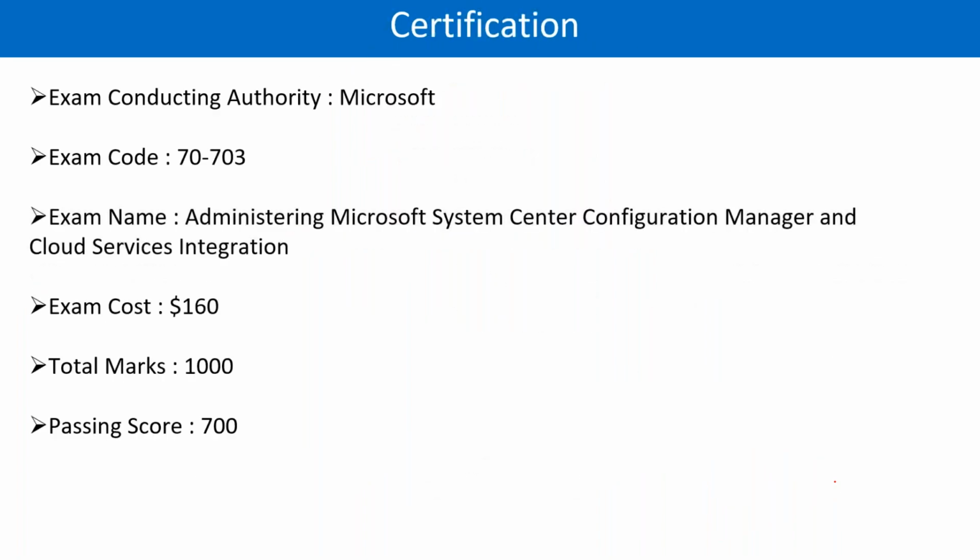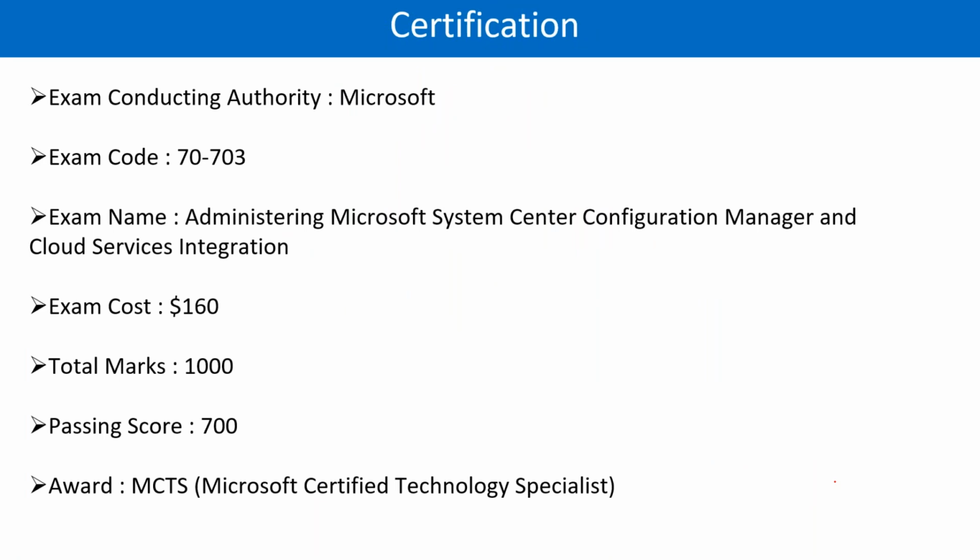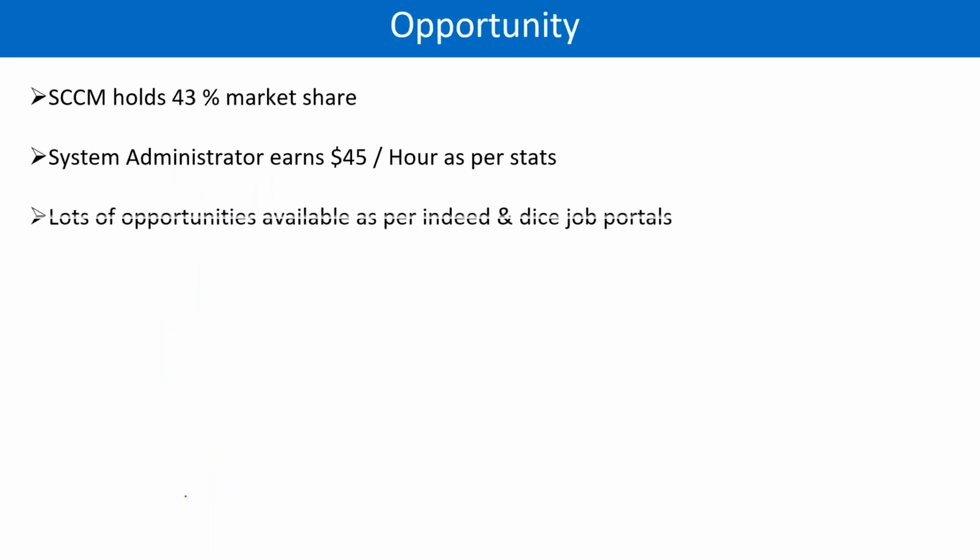Then the certification, which we discussed yesterday: the exam code is 70-703, the cost of this exam is $160, and the passing mark is 700 out of 1000. You need to score at least 700 to pass this exam, and you will be awarded MCTS. Then we talked about the opportunities in SCCM.